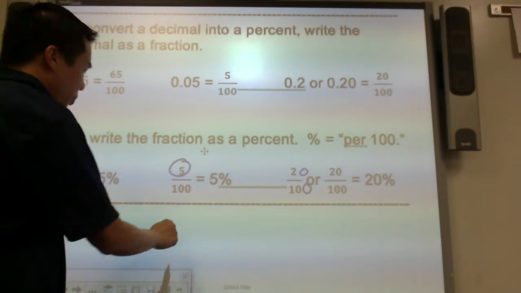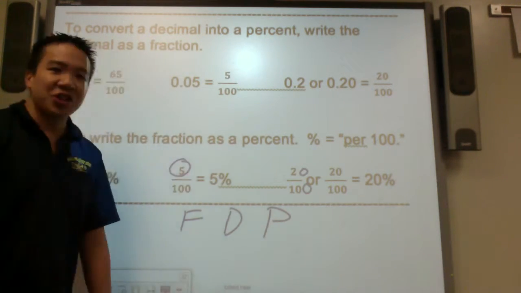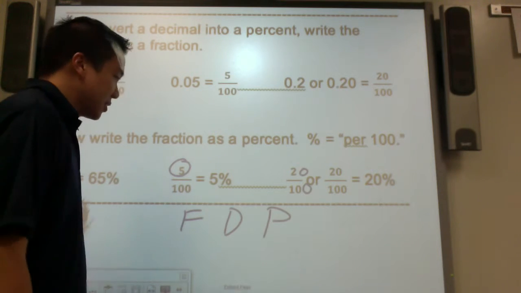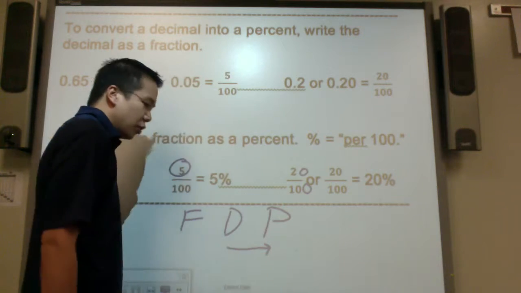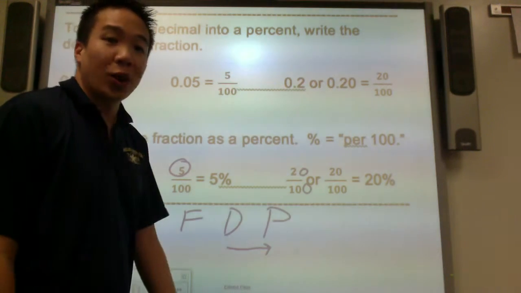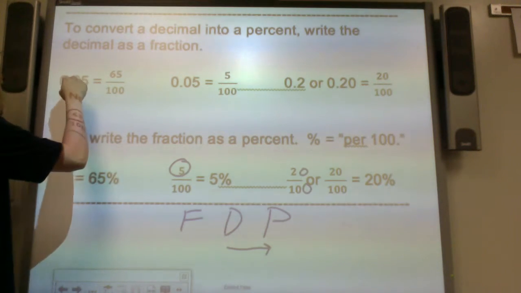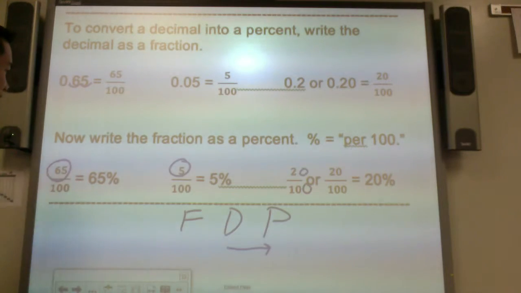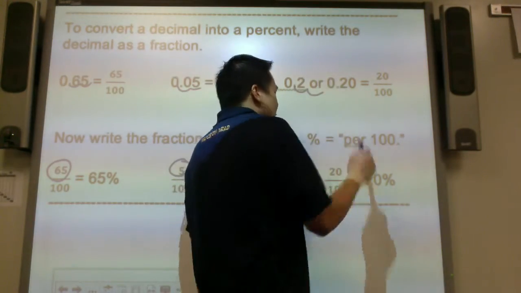Another way to do it, you're going to be getting a chart called FDP. It's fraction, decimal, percent. To turn a decimal to a percent, you move the decimal 2 places to the right. Does that really work? Let's see. Here's a decimal. I move it 2 places to the right, 65%. 2 places to the right, 5%. 2 places to the right, 20%.